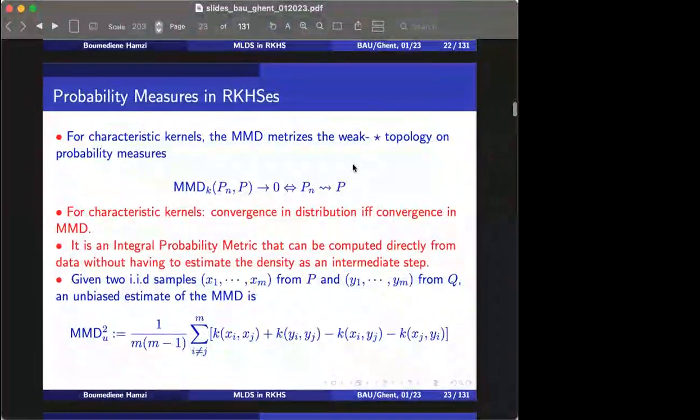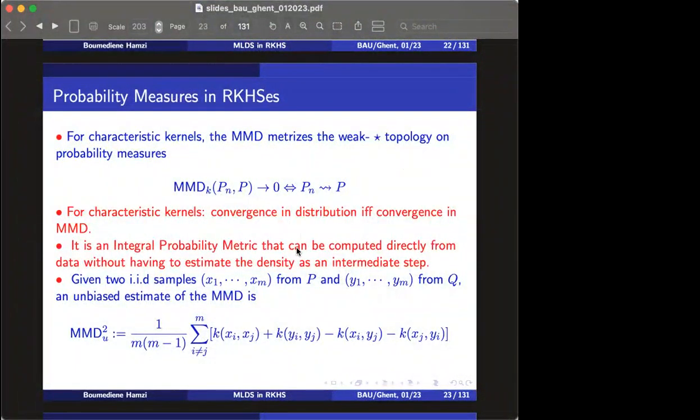We also have this property that for a characteristic kernel, the MMD metrizes the weak-star topology on probability measures. That is, the MMD between P_n and P tends to 0 if and only if P_n converges to P. What this means is that we have convergence in distribution if and only if we have convergence in the MMD. It is an integral probability metric that can be computed directly from the data without having to estimate the density as an intermediate step.